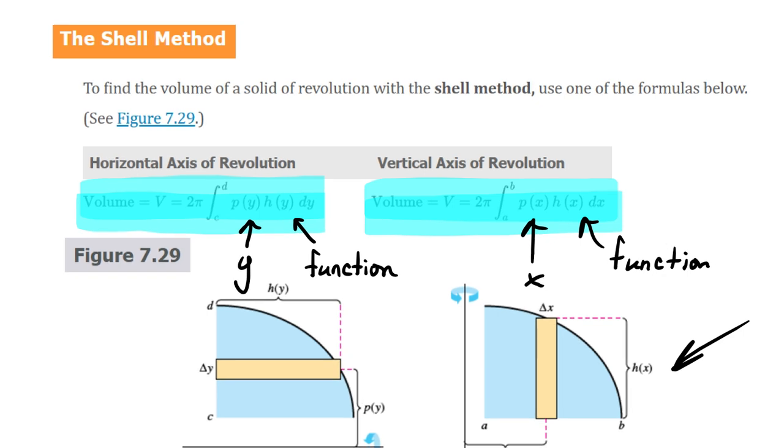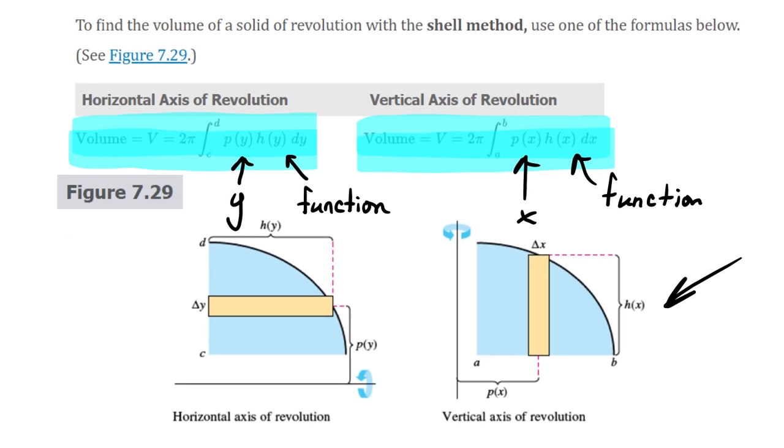To find the volume of a solid of revolution with the shell method, use one of the formulas below. I'm sorry, my highlighter kind of overshadowed the formulas in here. I hope they're still legible once this hits YouTube. If not, you'll be able to find the documents in Google Drive, and you can print these documents as needed.